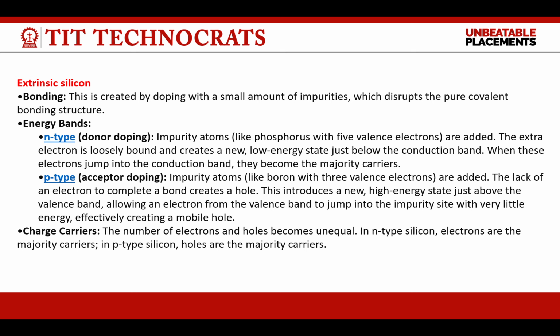And in the P-type, that is acceptor doping, impurity atoms like boron with 3 valence electrons are added. The lack of an electron to complete a bond creates a hole. This introduces an energy state just above the valence band, allowing an electron from the valence band to jump into the impurity site with very little energy. Now the charge carriers: the numbers of electrons and holes become unequal in the extrinsic semiconductor.